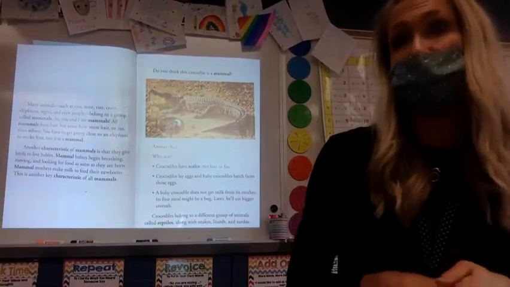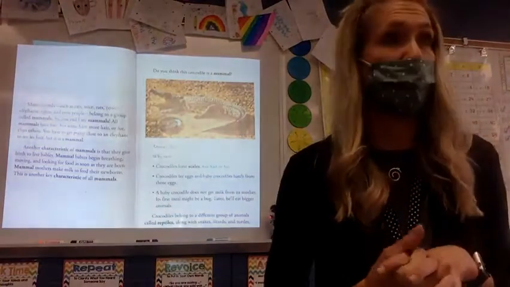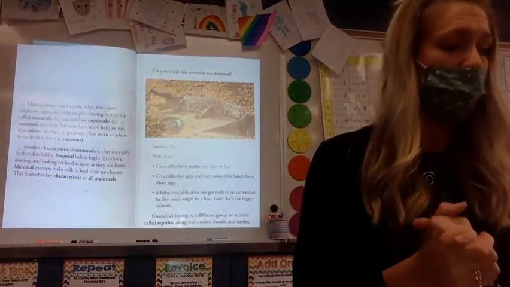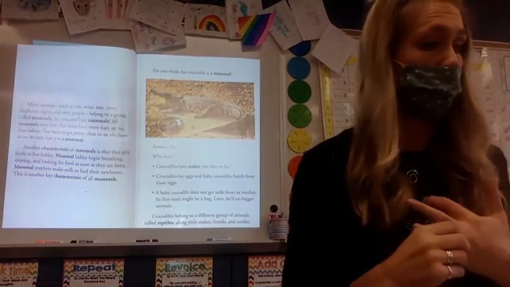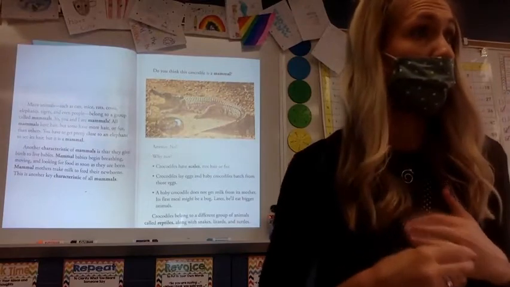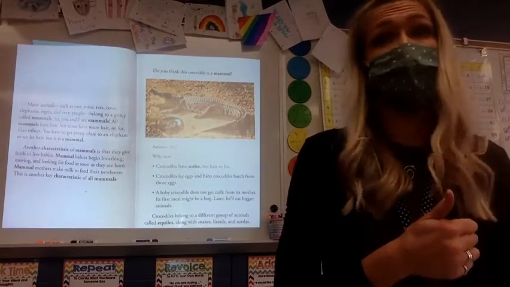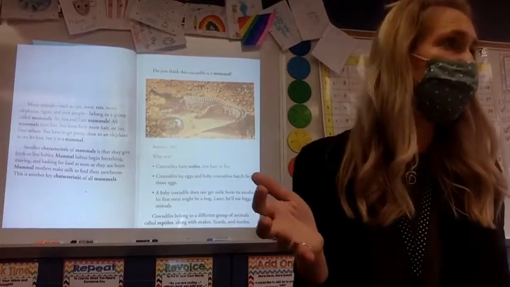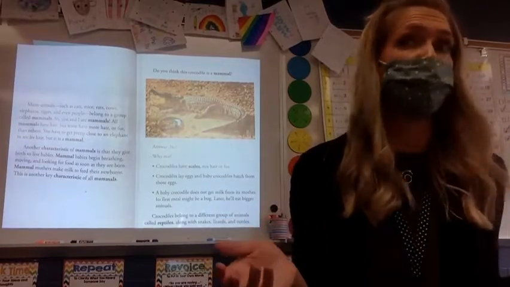What are some characteristics of crocodiles we read on page 29? Grayson, start us off. That they have scales, not hair or fur. They have scales, not hair, not fur. So already, are they mammals? Nope, they don't fit the characteristics of a mammal.